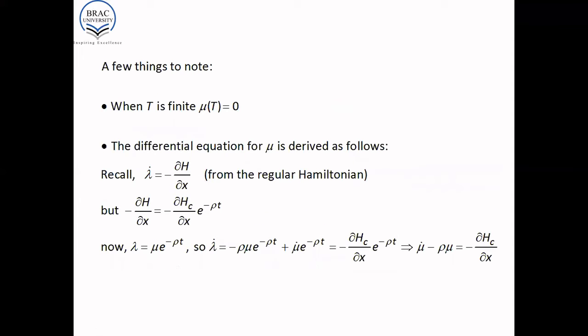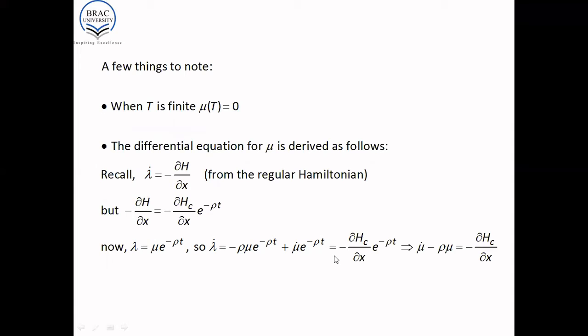So lambda dot is equal to minus rho mu e to the power minus rho t plus mu dot e to the power minus rho t, where we're using the product rule to totally differentiate the right-hand side of this expression.